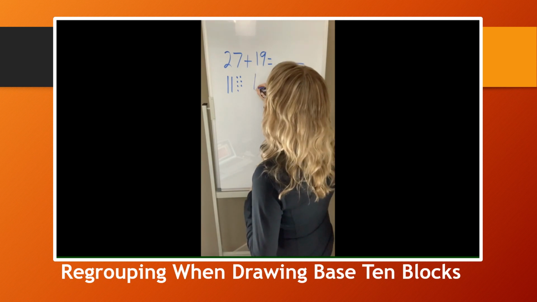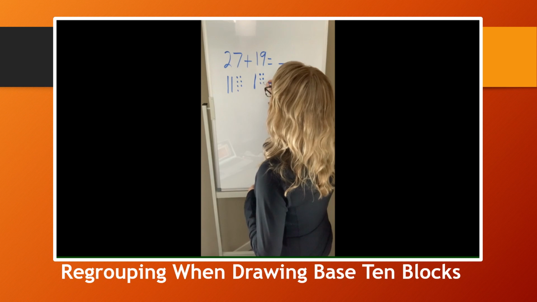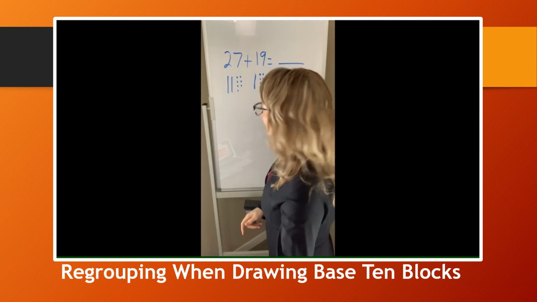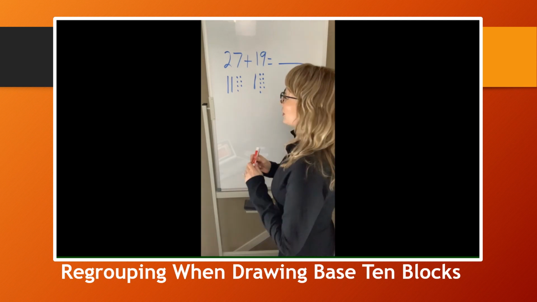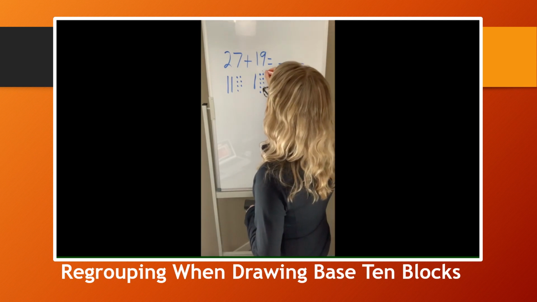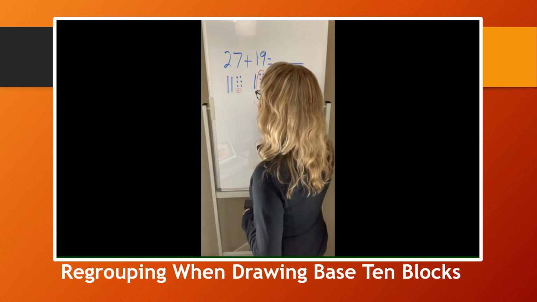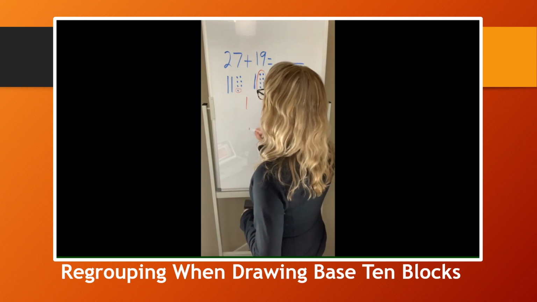19 has 1 ten, 9 ones. 1, 2, 3, 4, 5, 6, 7, 8, 9. So now we obviously have to regroup because we have way too many ones. So we're going to take these 9 plus one more to get 10. We're going to change that into a 10.